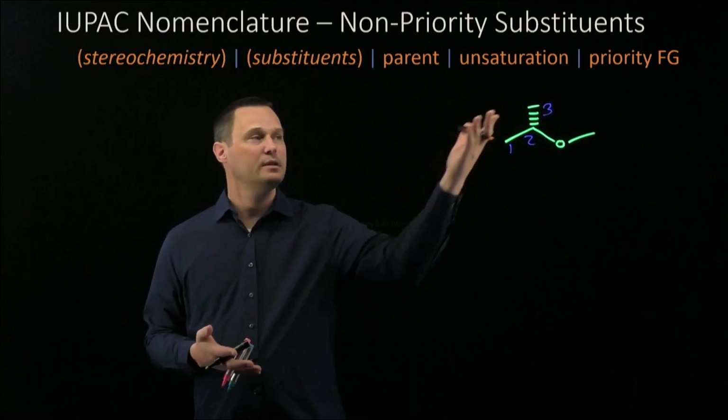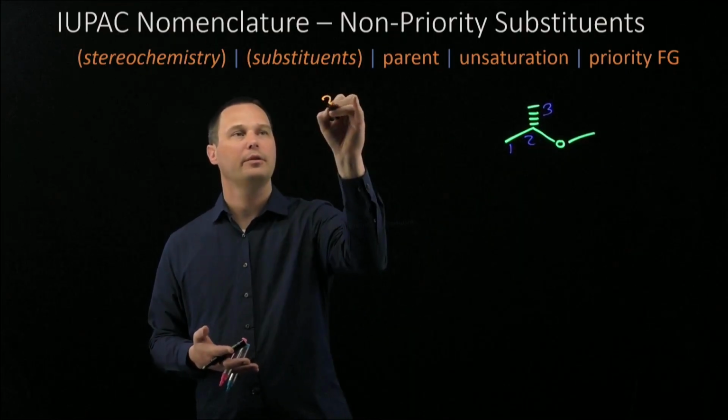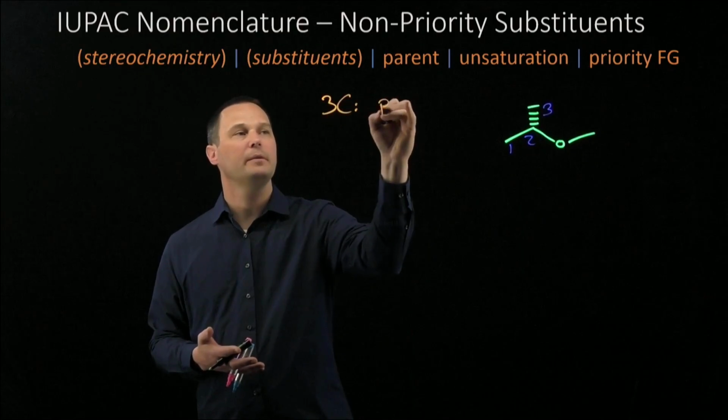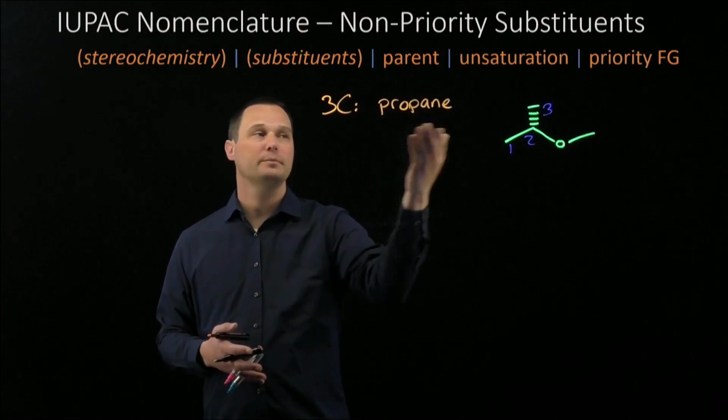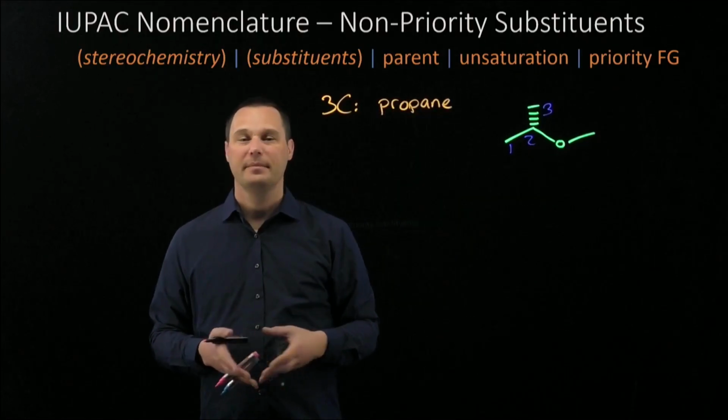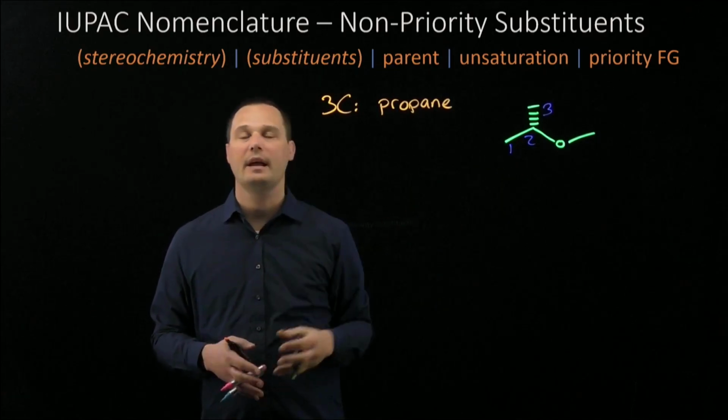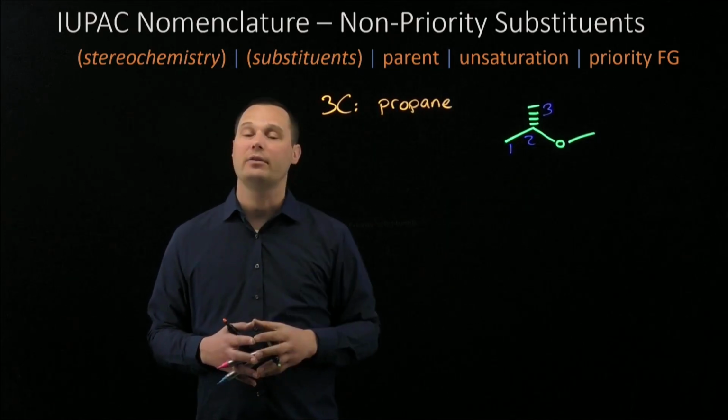The next step is to name the parent hydrocarbon. There are 3 carbons in the longest consecutive chain. That's propane. There is no unsaturation, and ethers are not priority functional groups, so the base name stays propane. The next step is to list all the substituents and their locations. We have this ether at carbon number 2.